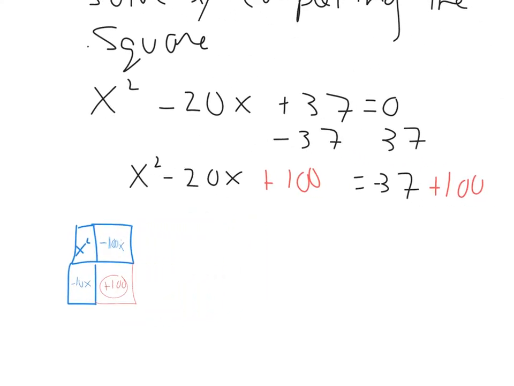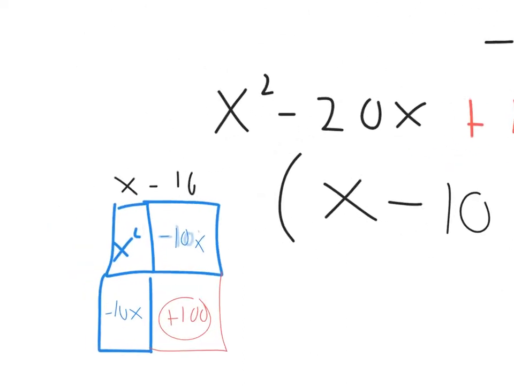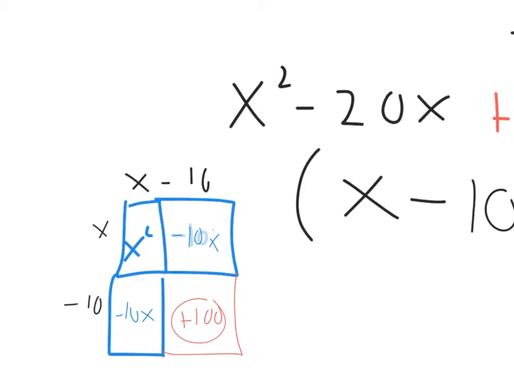So the next thing we're going to do is rewrite our trinomial as the square of a binomial. So that's going to be what? Does anyone know? X minus 10. That's right, x minus 10. You can see that here, x minus 10 by x minus 10 in our model.